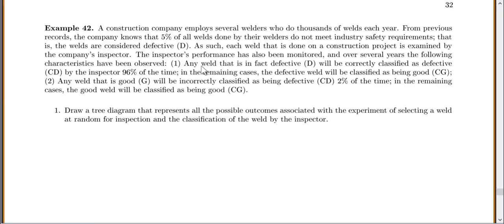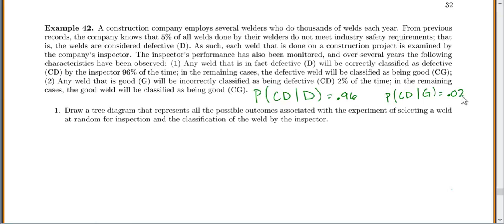And so they know things like any weld that is in fact defective will be correctly classified as defective, CD, by the inspector 96% of the time. Or in other words, the probability of it being classified as defective, if it is defective, is 0.96. The rest of the time it is classified as being good, CG. Any weld that is good will be incorrectly classified as defective 2% of the time. So we're saying classified as defective, if it's really good, is 0.02.